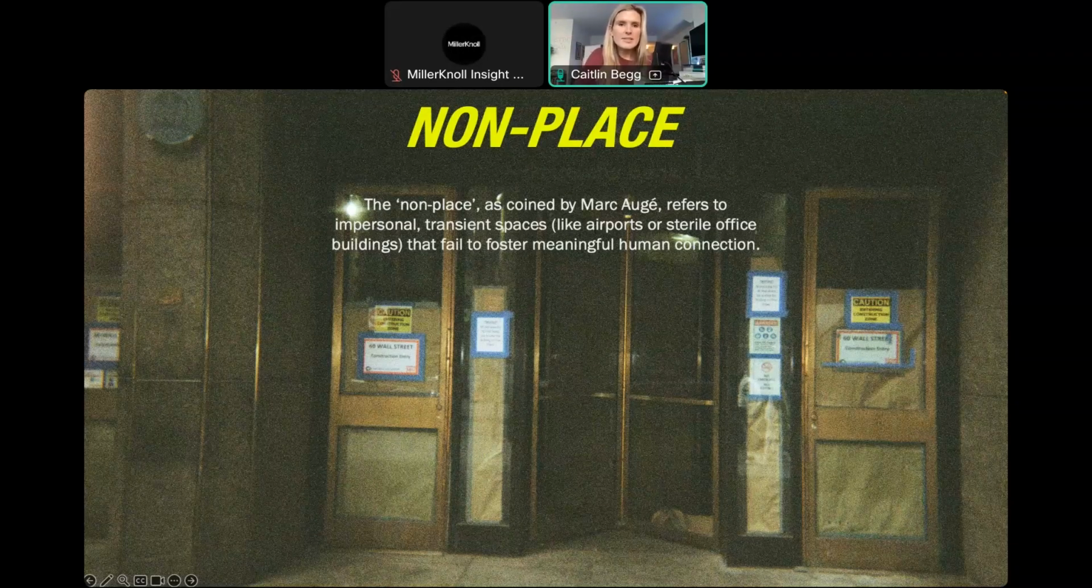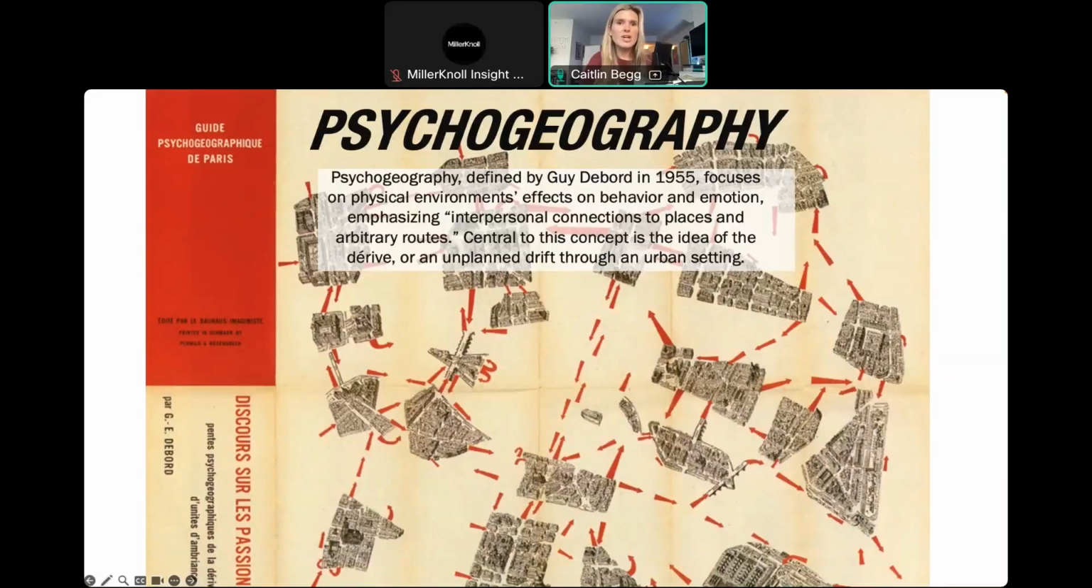Now, as it pertains to psychogeography, again, this is the effect of physical environments on behavior and emotion, and it emphasizes interpersonal connections to places and arbitrary routes. So really the point of mentioning psychogeography here is that people need to have this homey association with the office, except from an office perspective.